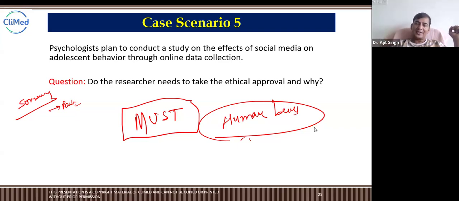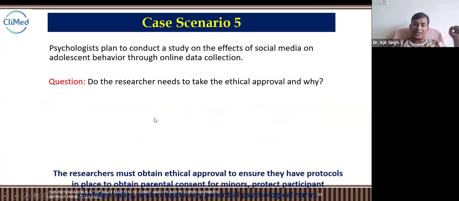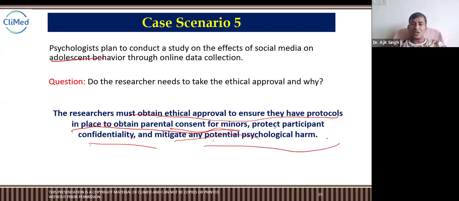Okay. It is important, not only just to think of, but it is important. Even if you are collecting the data from Google Form, it is very, very important. The researchers must obtain ethics approval to ensure they have protocols in place to obtain parental consent. Definitely here you need to take the parental consent also, because these are adolescent people, and then protect the participants' confidentiality and mitigate any potential psychological harm.